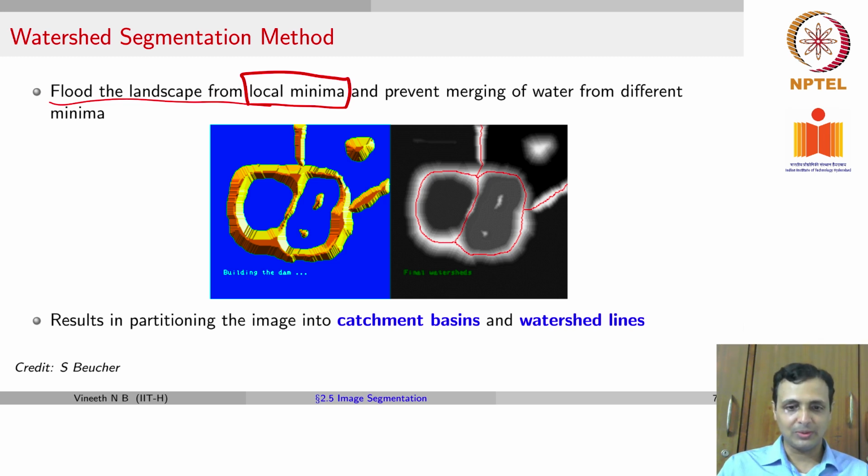Which means you would start with a local minimum and slowly keep expanding, which is equivalent to flooding here, until you go to a point which is reachable in the same number of pixels from another local minimum. So that's where the boundary between these two regions would lie. There's nothing very fancy about this other than what I just mentioned. So this process results in partitioning the image into catchment basins and the watershed lines.